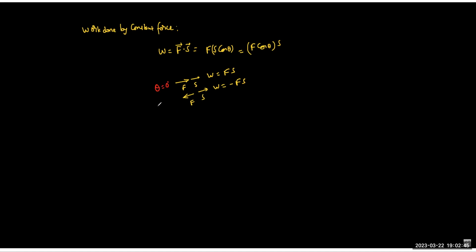And when they are opposite of each other, theta is pi. And we know cos pi is -1. So it's good to remember that these are the work definitions. You can write directly plus Fs or minus Fs. I hope this will be easy to remember. Okay.